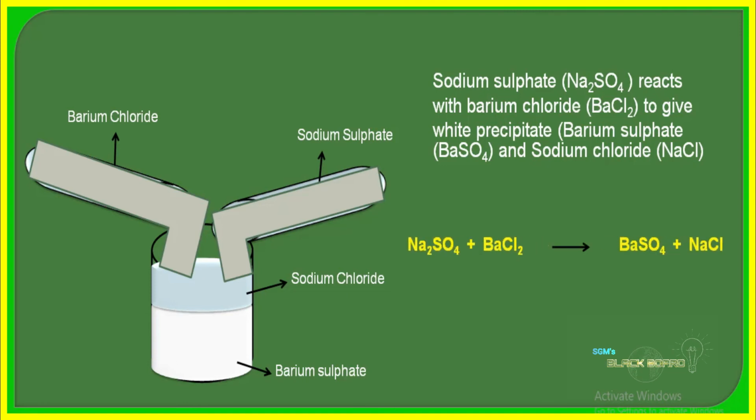So we have to write like this: Na2SO4 plus BaCl2 give rise to BaSO4 plus NaCl, where Na2SO4 and barium chloride, both of them were reactants, so we have written them left of the arrow mark, and barium sulfate BaSO4 and sodium chloride NaCl, we have written right of the arrow mark, showing that those are products.